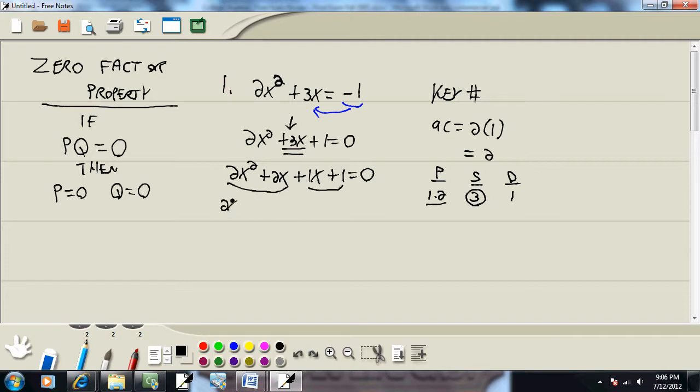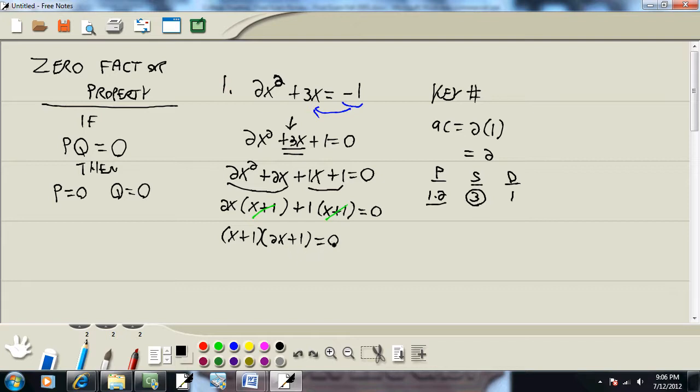First group has a 2x in common, and that gives me an x plus 1. Second group has nothing in common, but you always want to factor something out, so I'll factor out a 1. And that leaves us x plus 1. Well, now they both have an x plus 1 in common, and you can cross these out to see what goes in your second set of parentheses, which would be 2x plus 1.